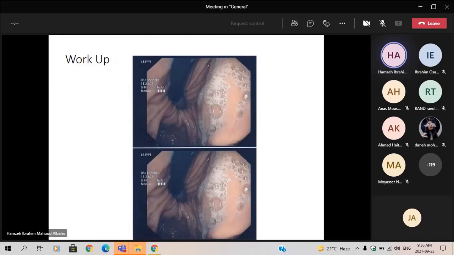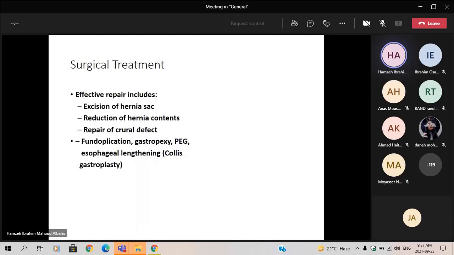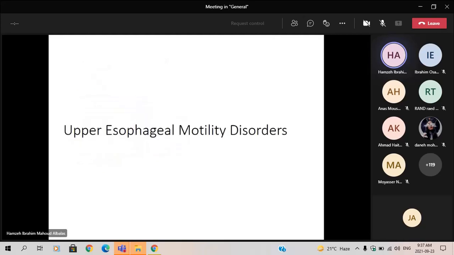This is the upper endoscopy report of the patient. This is the scope, and this is the stomach, and there is an opening or weakness behind the scope. This is the hernia behind the scope, and the patient presents with fullness, regurgitation, and epigastric pain. Effective repair of the hernia is excision of the hernia sac, reduction of the hernia contents, repair of the crura, and fundoplication.